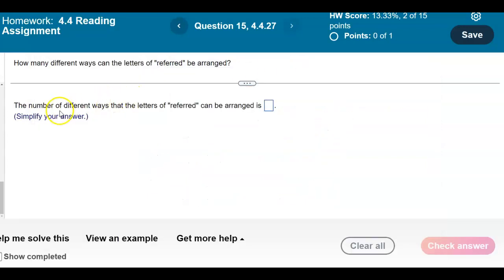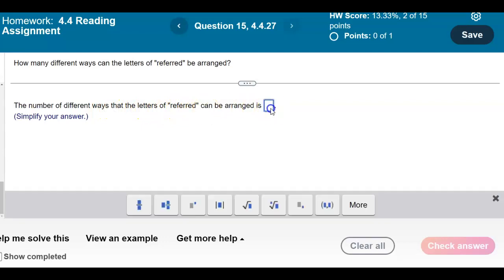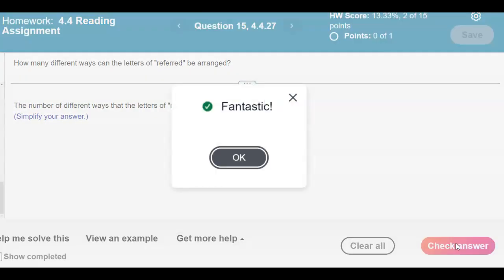So we would say that the number of ways the letters of "referred" can be arranged is 1,120 ways, and therefore that is our answer.